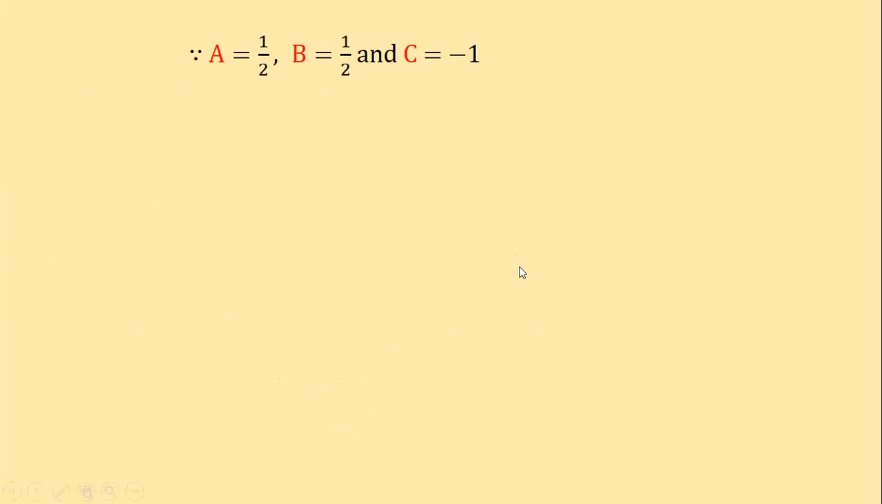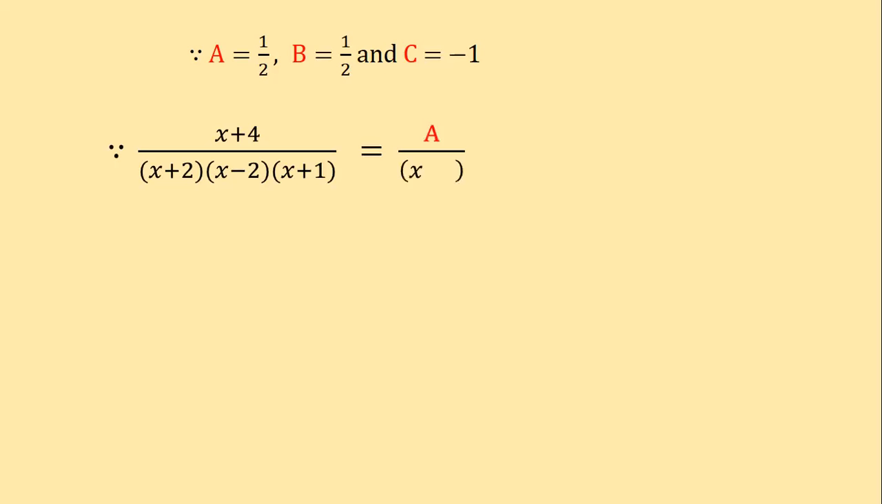Okay. And what is our equation of partial fractions? Since x plus 4 by x plus 2 into x minus 2 into x plus 1 is equal to a by x plus 2 plus b by x minus 2 plus c by x plus 1. So this is the equation of partial fractions what we have. Let us replace a, b, c with these values.